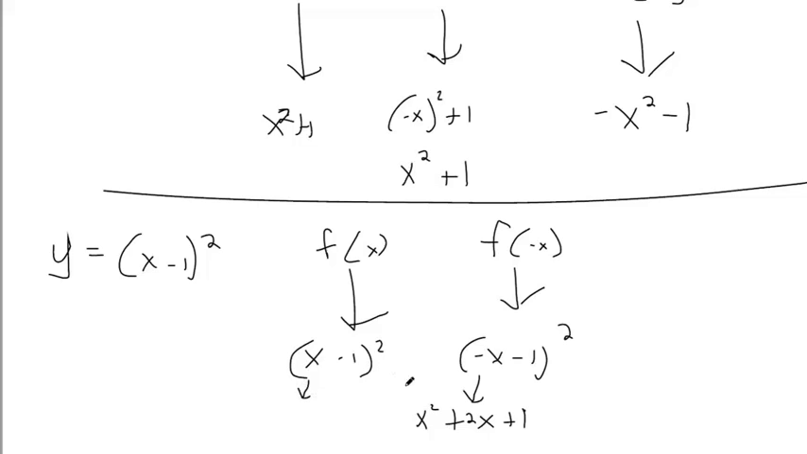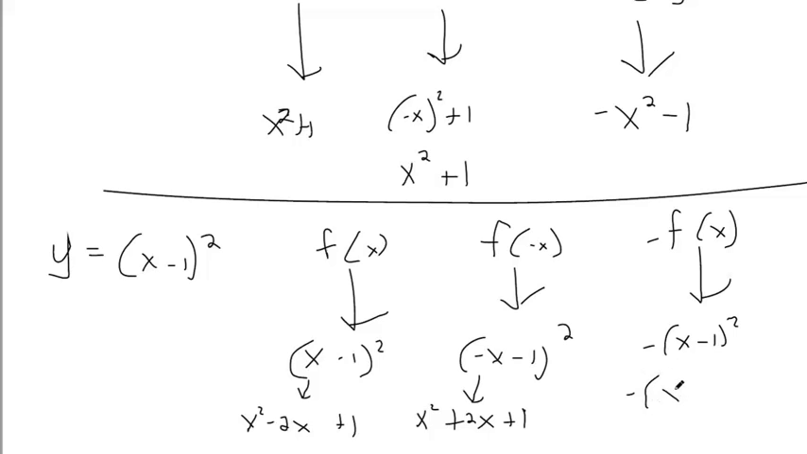Because I'm checking to see if they're even, these two things have to be equal. X minus 1 times itself is x squared minus 2x plus 1. They're not the same, right? So it's not even. The last thing to check is negative f of x. If I multiply the entire outside of f of x by -1, it looks like this. And then I could expand x minus 1 squared. I just did that over here. That's x squared minus 2x plus 1. And then I distribute that negative sign.